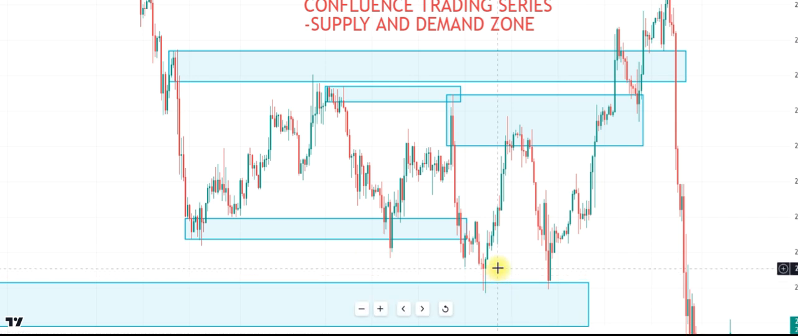So this is how we can identify our demand and supply zones and take our trading to the next level.